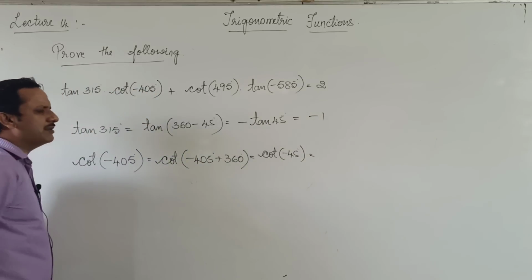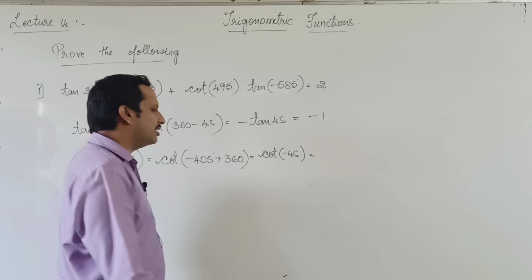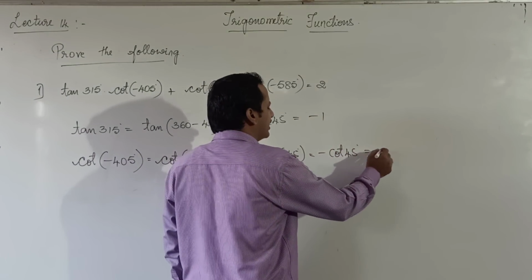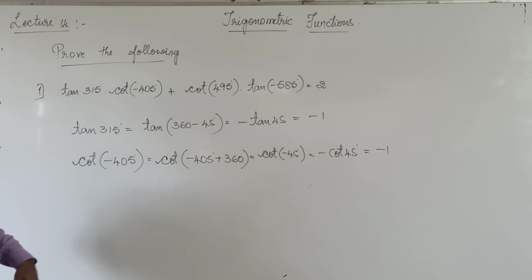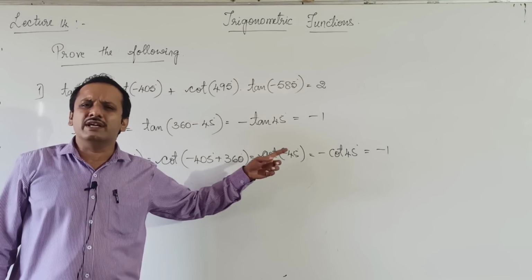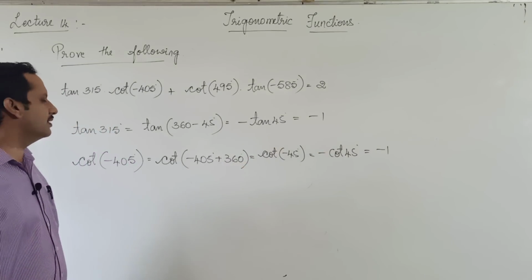Minus 405 degree plus 360, that will give you cot of minus 45 degree. Cot of minus theta is equal to minus cot theta, so that will give you minus cot 45 degree, which is equal to minus 1. Or if you want, you add another 360 degree: minus 45 plus 360 will give you 315 degree, cot 315 degree, on simplification you will get minus 1 only.